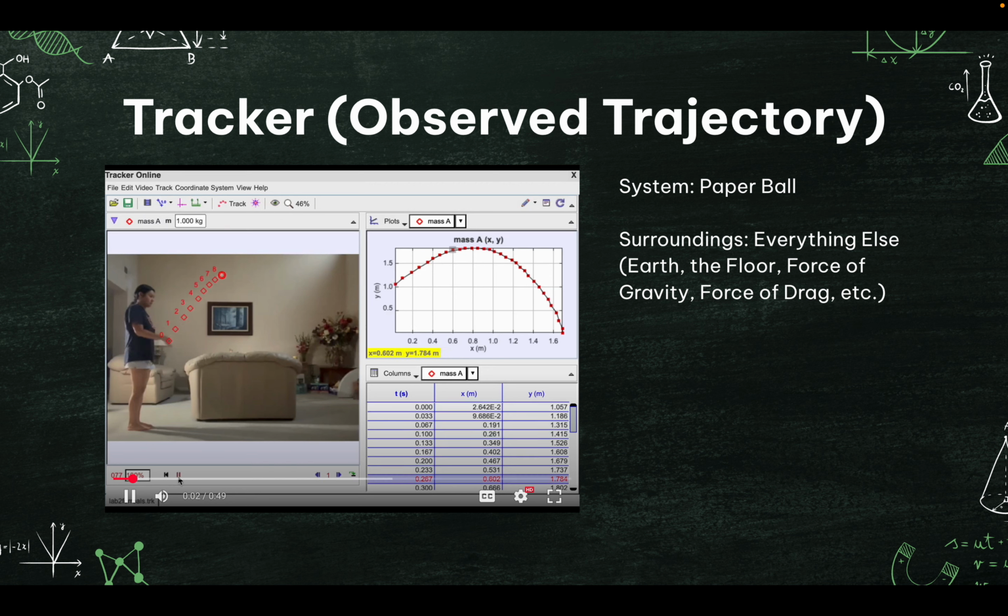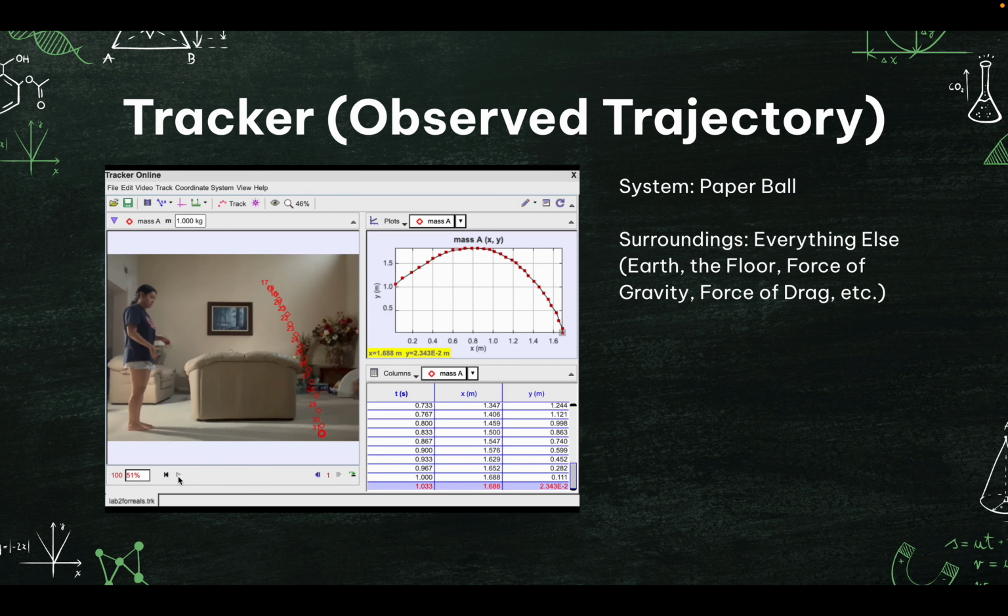Here is the video of my projectile motion being analyzed in Tracker. I used a loosely wadded up paper ball, which is the system in this experiment, and threw it like a projectile. The surroundings are everything else that interacted with the paper ball, such as the different forces or the ground. Tracker compiled the data using the centers of mass I chose and produced a table and graph of the trajectory.